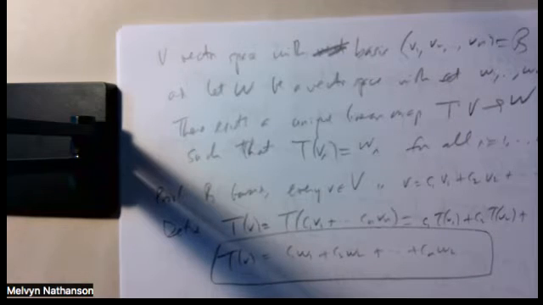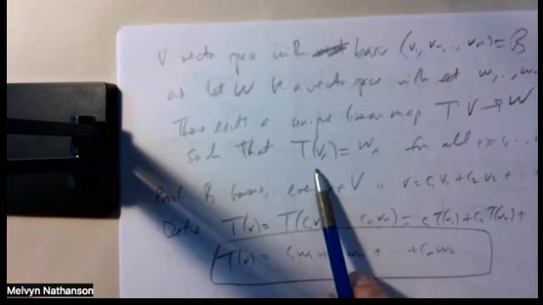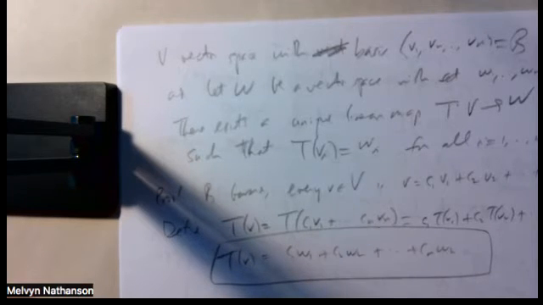So if you define the linear map T from V to W by this formula, then you can check, we did last week, this is a linear map. And there's one and only one linear map that sends T of each basis vector Vi to Wi.